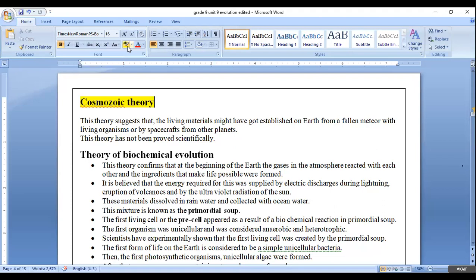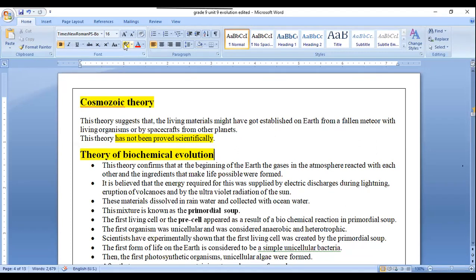Bacteria. For this also, we don't have any scientific proof. Ultimately, nowadays, they are blindly believing this theory, the theory of biochemical evolution. Even this theory doesn't say how life came to the earth. Understood? But they are telling so many things under biochemical evolution.